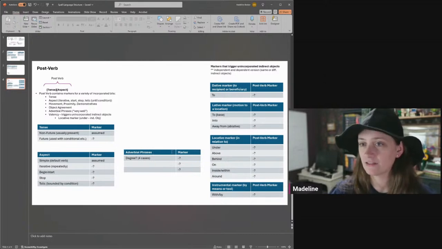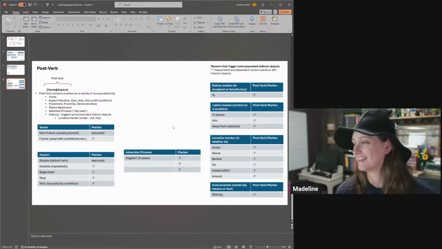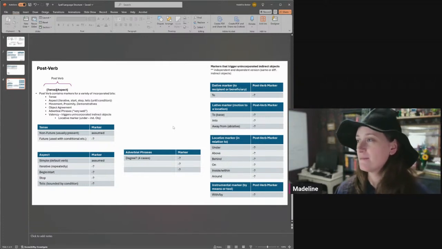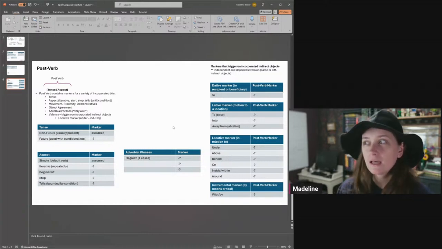But yes, so I don't think there's anything. Yes, lore drops. But yeah, I don't think there's anything else that I'm missing that I can think of right now that needs to go in the post verb, I think.